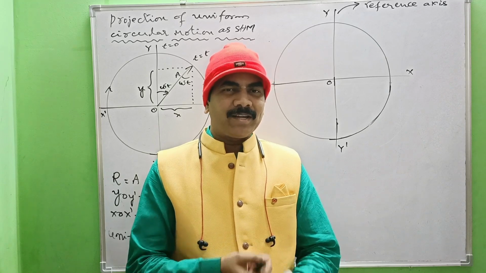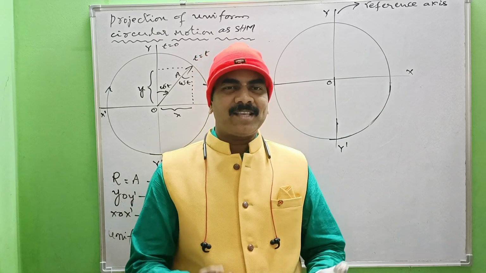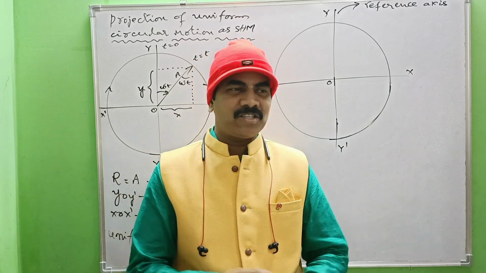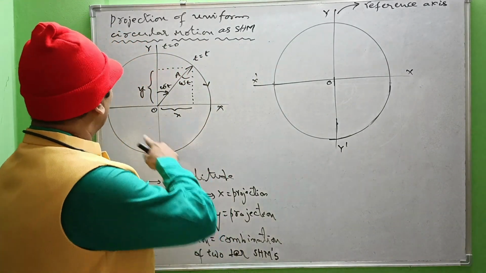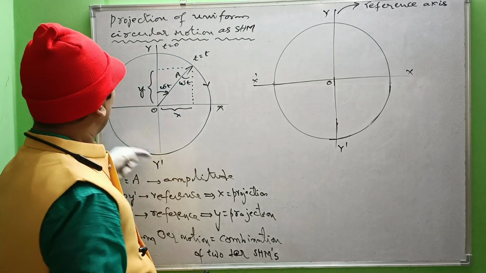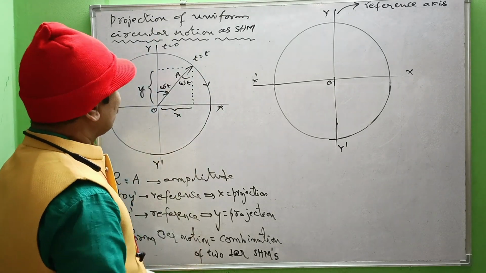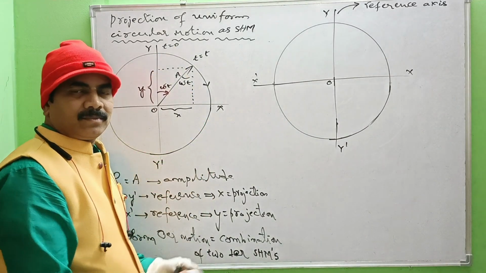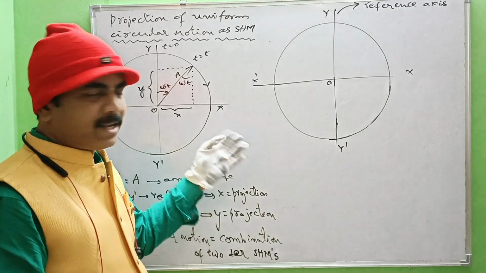Today, we are going to discuss projection of uniform circular motion as simple harmonic in nature. See, here we have one particle which is moving along a circular path as shown in the diagram. See the revolution of the particle clockwise, right? So in the XY plane, the particle is moving in a circular path with constant speed.